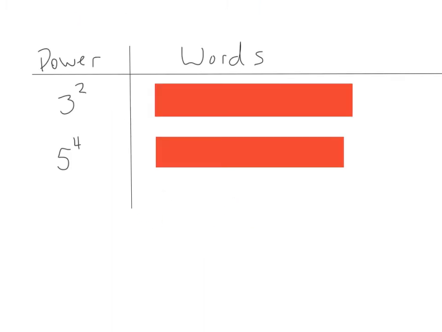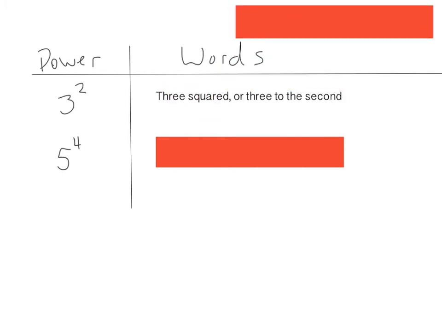Now we can translate that into words, take these powers and put them in words. So, big 3, little 2, what is that called? Well, we always start with a base, which is a 3, and we say 3 squared or to the second. Okay, some people say to the second power. So 3 squared or 3 to the second or 3 to the second power. So there's really three ways you can say it there.